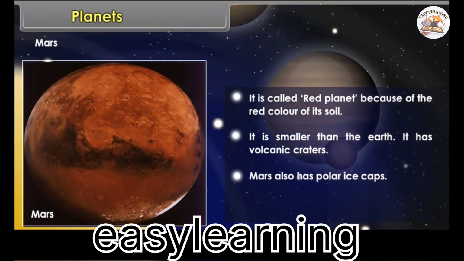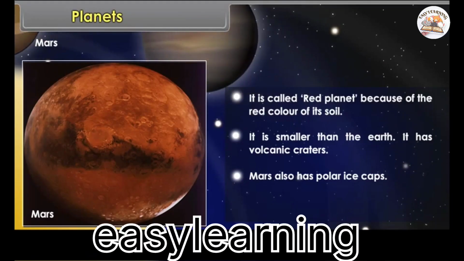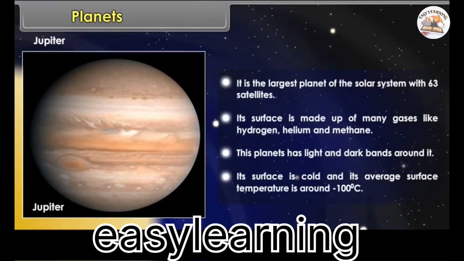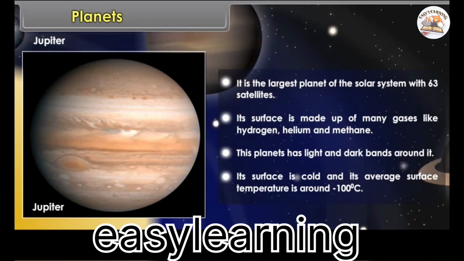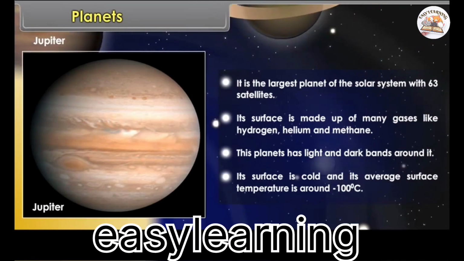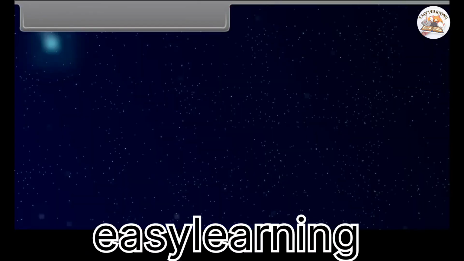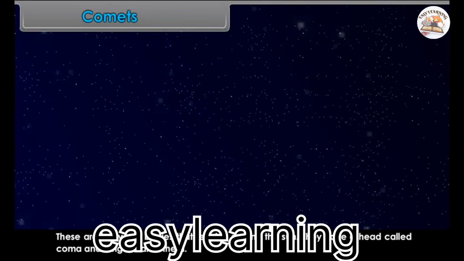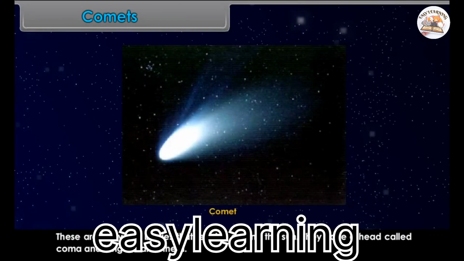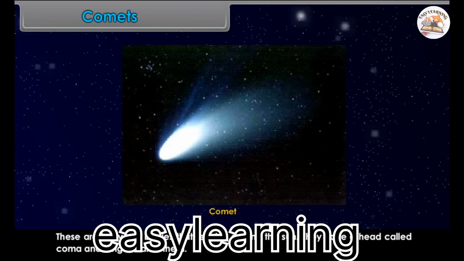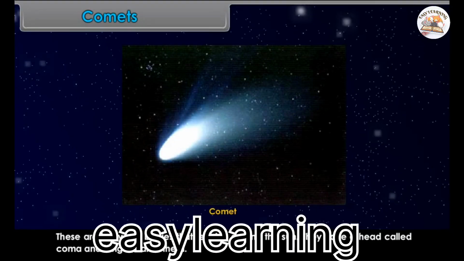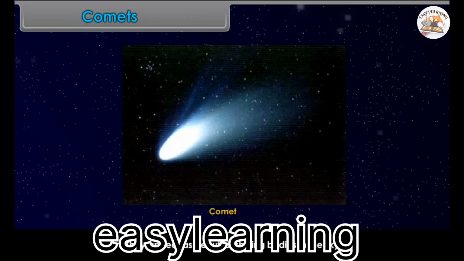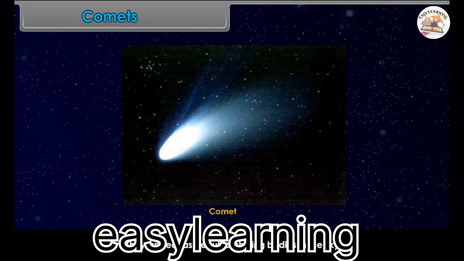Mars also has polar ice caps. Jupiter. It is the largest planet of the solar system with 39 satellites. Its surface is made up of many gases. Comets. These are heavenly bodies that revolve around the Sun. They have a head called coma and a long tail after them. They appear as beautiful shining bodies in the sky.